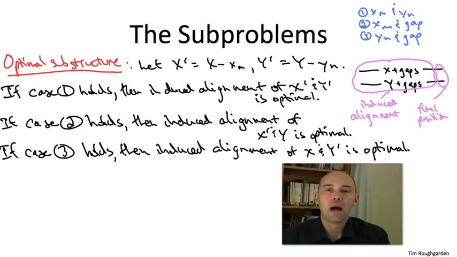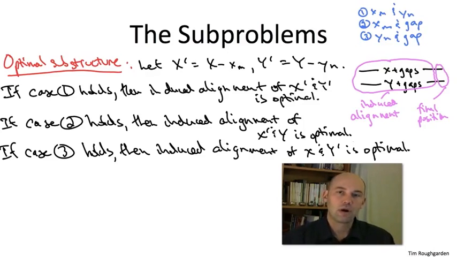We thought about an optimal alignment of some pair of strings x and y, and we noticed that there are three cases for the contents of the final position. Either there's no gaps, or there's a gap on top, or there's a gap on the bottom. In case one, where there's no gaps, x_m and y_n get matched, and we proved that the induced alignment, which is of the smaller strings x prime and y prime, has to be optimal in its own right.